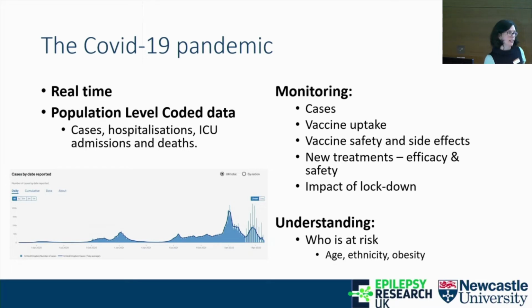The other thing that the COVID-19 pandemic allowed us to do was to think about who was at risk. So it allowed stratification. There was access to data about age, obesity, ethnicity, which allowed us to understand who was at risk and tailor care effectively to those at-risk groups.